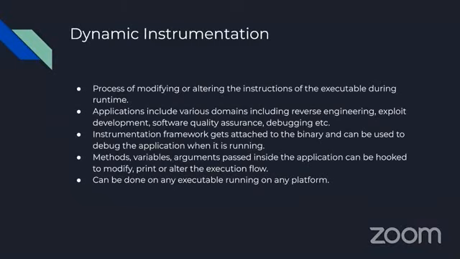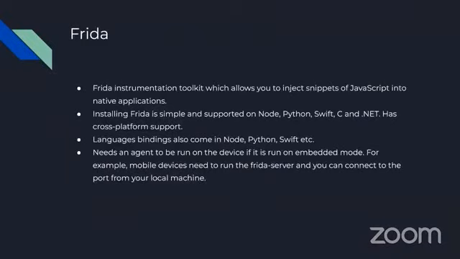And this can be done on any platform. We just have to have the dynamic instrumentation tool hook into the process ID or the executable which is running on that platform. So first of all, what is Frida? Frida is a dynamic instrumentation toolkit which allows us to inject snippets of JavaScript into native applications. These native applications can be anything: Android, iOS, or even Windows or Linux applications, C applications.